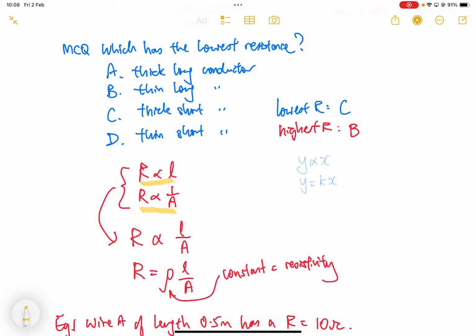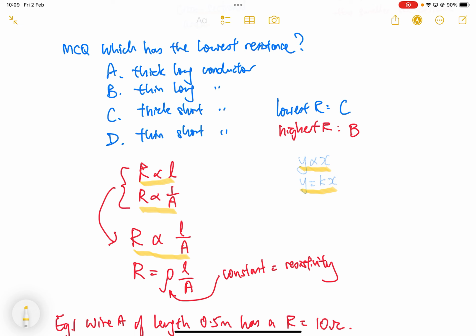Okay? So when we combine them together, we write it as resistance is proportional to length over area. And since we know that when y is proportional to x, y is equal to a constant times x, so if R is proportional to L over A, directly proportional to length, inversely proportional to cross-sectional area, therefore you can put a constant there in front. R is equal to this constant times L over A. And this constant is named resistivity.